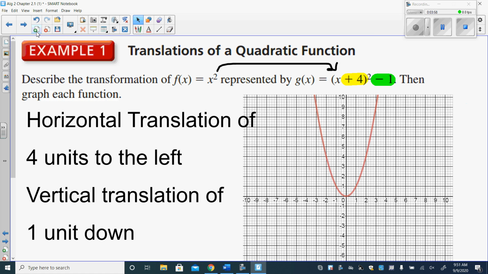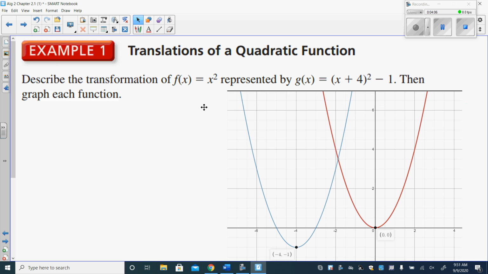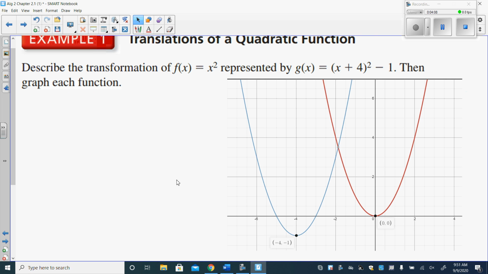Then graph each function. Well, luckily, y'all have a graphing calculator. So if I wanted to, I can hit y equals and type both of these in. And if I type both of those in, I should get these two graphs here. And if we look, we said it moved, so from 0 to 0, it moved 4 units left, 1, 2, 3, 4, and down 1. And that's exactly what it did. All the points moved over 4 and down 1.